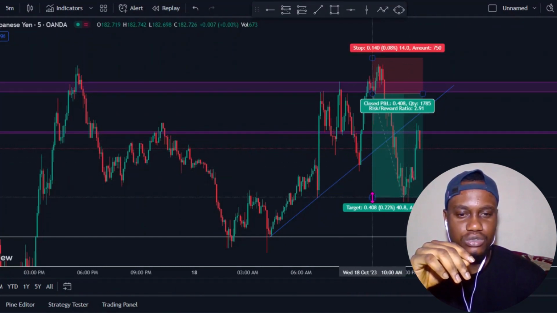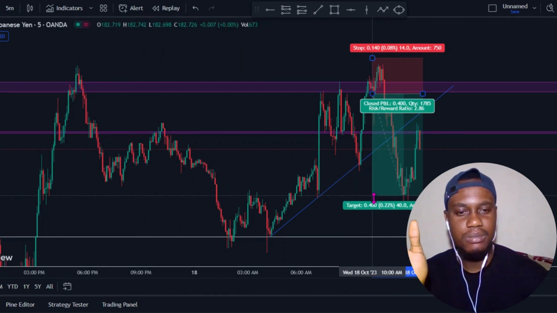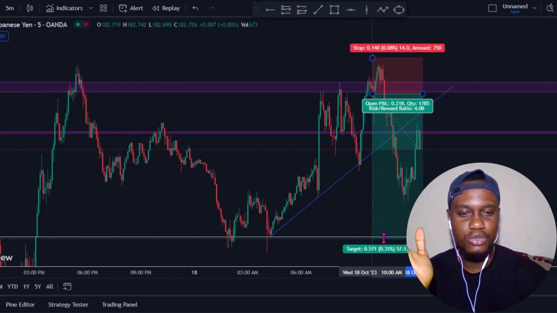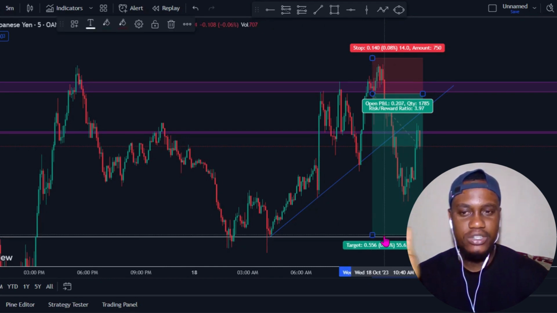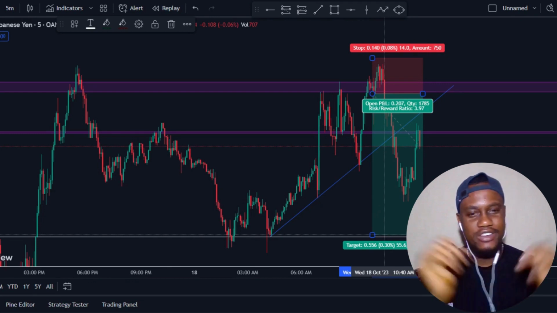I didn't want to, so it was like 1 to 2 that I got out of this trade. Meanwhile, I could have just closed at 1 to 3 because my original take profit level is at this place. But then 1 to 2 is not a bad trading day, so I really enjoyed today's trading day.